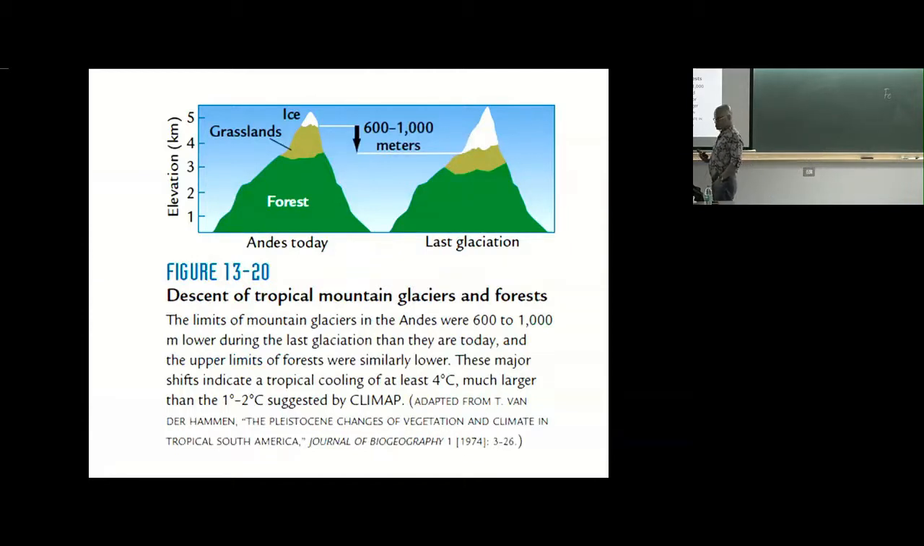That's still a very open question, so it's a good research problem. Descent of tropical mountain glaciers and forests. Obviously, as global temperatures cooled, you can imagine that the glaciers in the Alps and the Andes and the Himalayas and so on would have come much further down. This is showing that during the last glaciation, there was a 600 meter to a kilometer extension of glaciers in some mountains. Along with that, the forest also would have shifted down, grasslands would have shifted down.